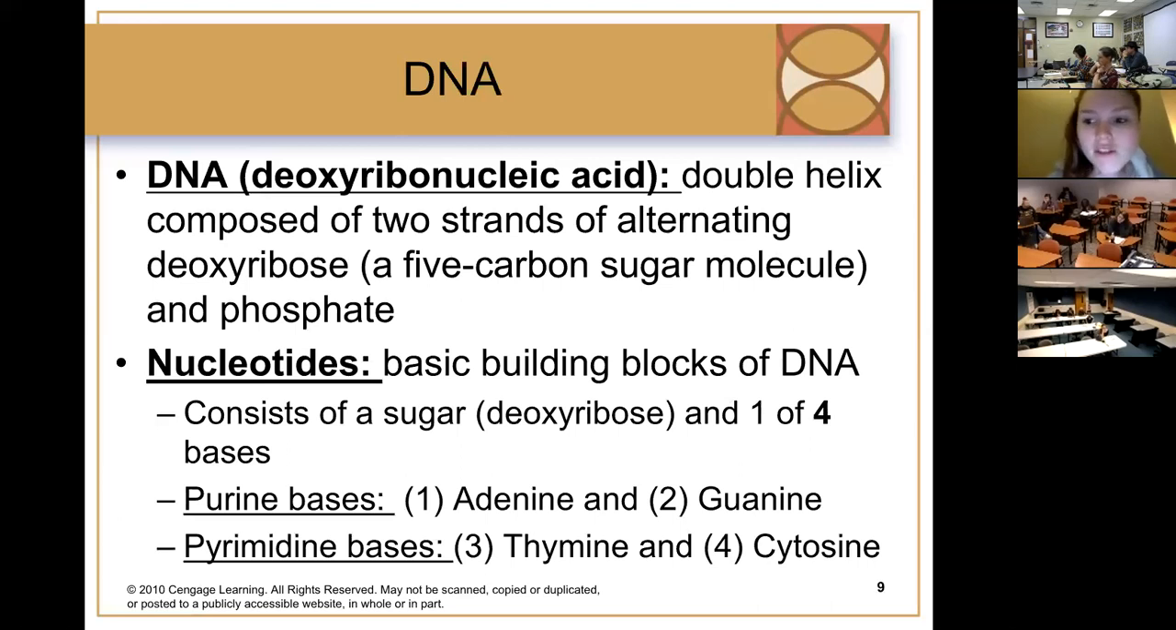Those are divided into two categories based on their structure, whether they're purine or pyrimidine bases. Your purine bases would be adenine and guanine, and your pyrimidine bases would be thymine and cytosine. For this class, I'm not going to get into what distinguishes those from each other, because that's a little more involved than you need at this point. But just know that they are classified that way.